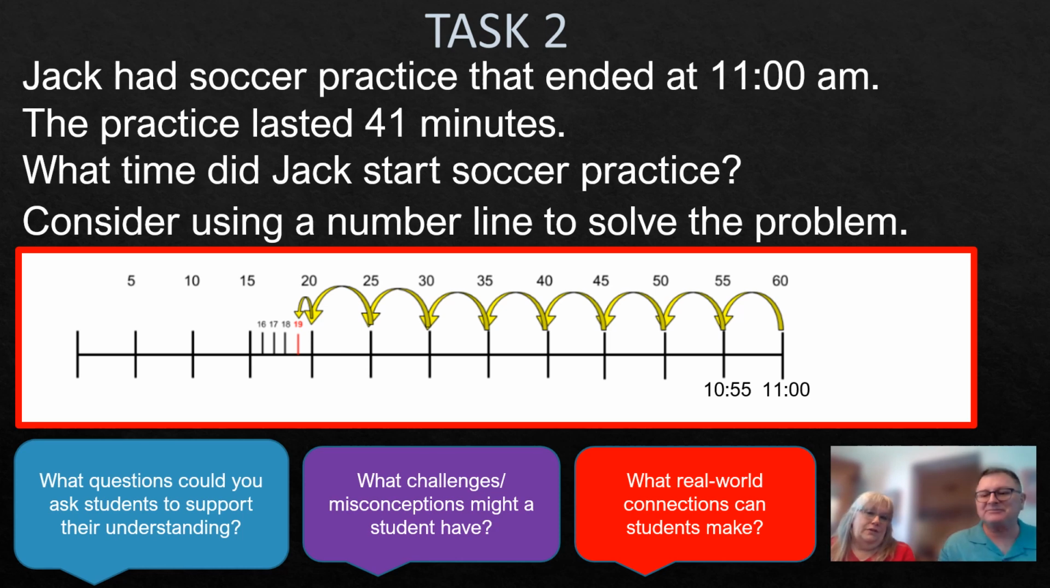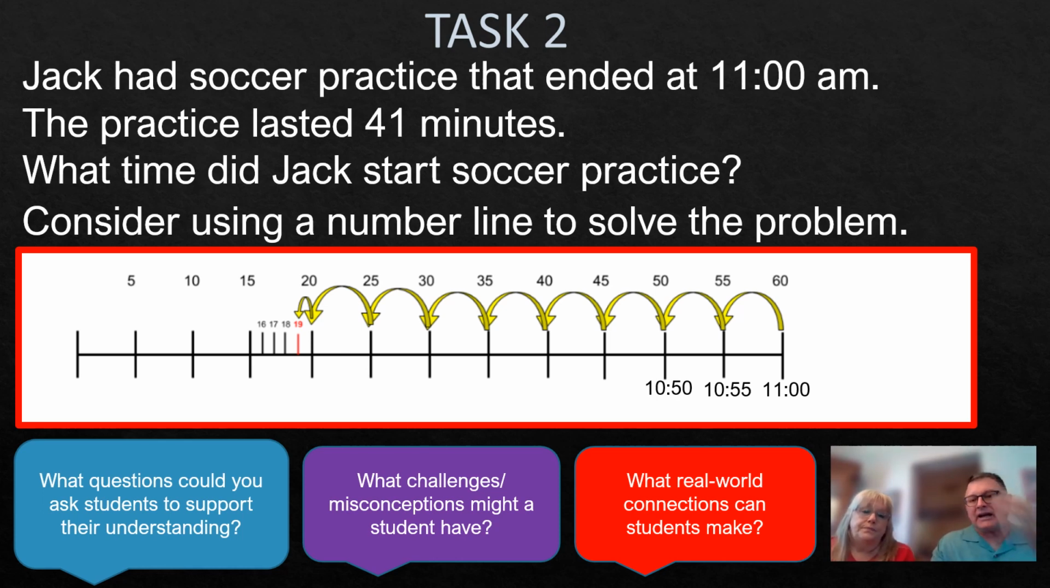Right. So here, one thing that happens, I'm going from 11 o'clock to 5 minutes earlier. Some kids are going to say that that's not 10:55, but 10:95. Yes. Because they think about regrouping like they do with whole number addition and subtraction, not thinking that, oh, there's only 60 minutes in an hour. Yeah, exactly. So that jump back from 11 to 5 minutes earlier is actually 10:55.